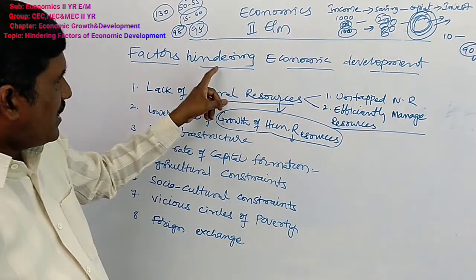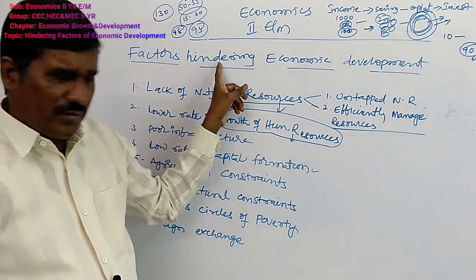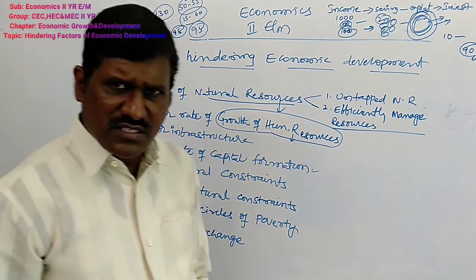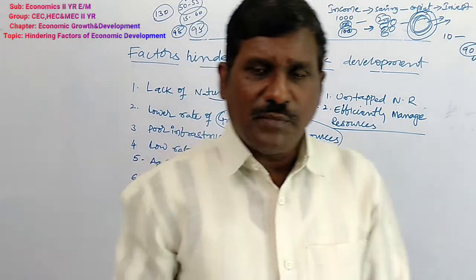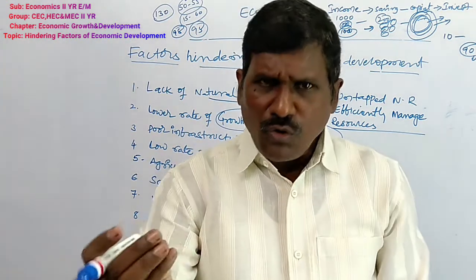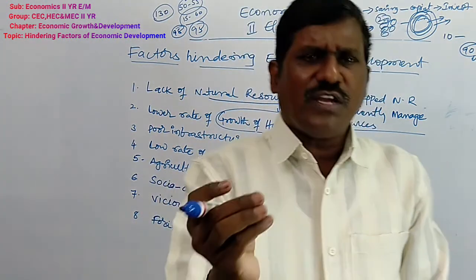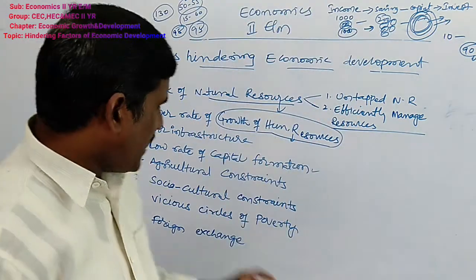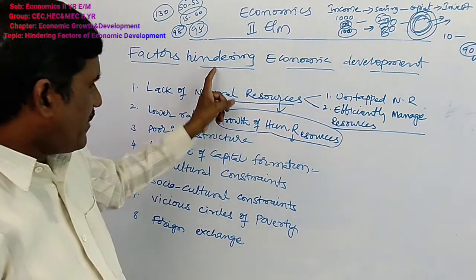So this is also one of the hindering factors of economic development. Then agricultural constraints. Yes, this is also one of the causes. Most of the people depend on agriculture, but we are getting a low share from the agriculture sector. That's why this is also one of the obstacles hindering economic development.